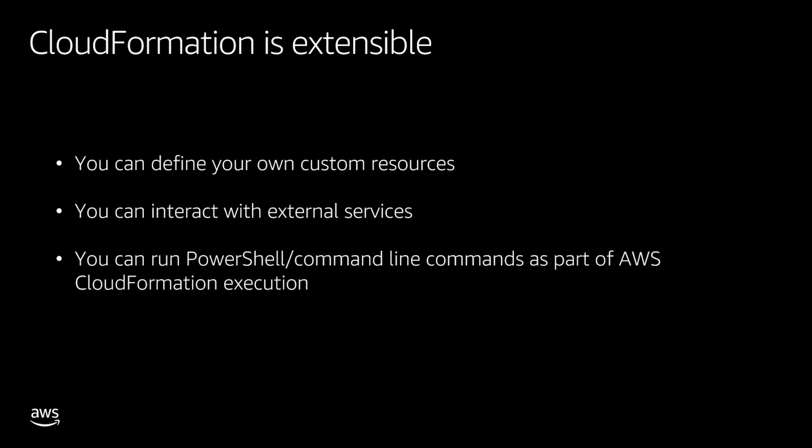A good example is when you want to pass certain parameters to your on-premise environment service to deploy certain resources. Once those resources are successfully orchestrated in your on-premise environment, that can return certain parameters to the CloudFormation template to continue its operation. You can also run PowerShell or command line commands as part of AWS CloudFormation execution.